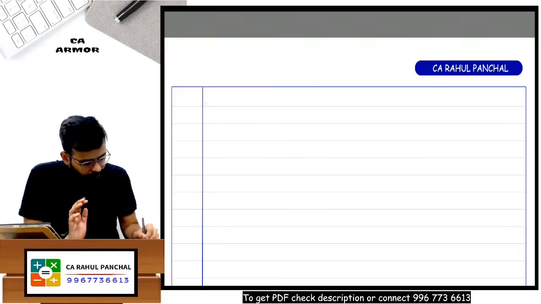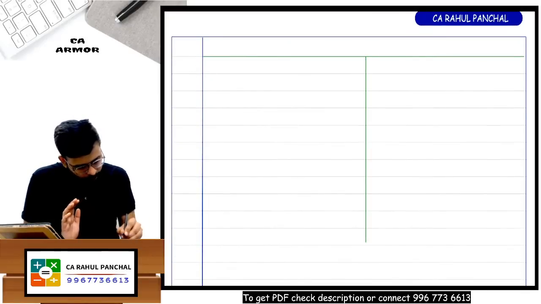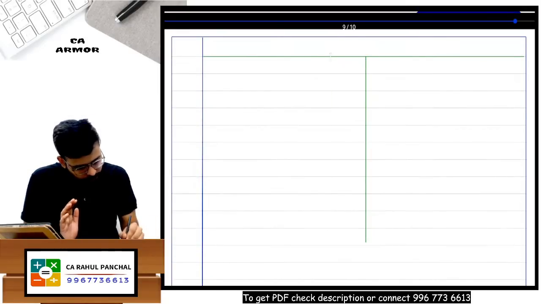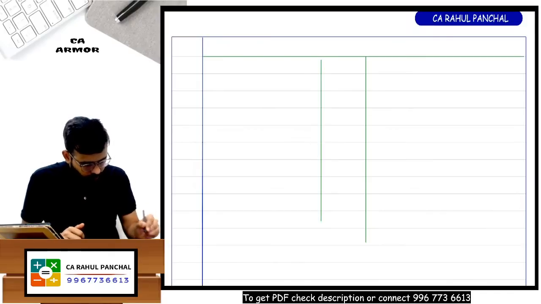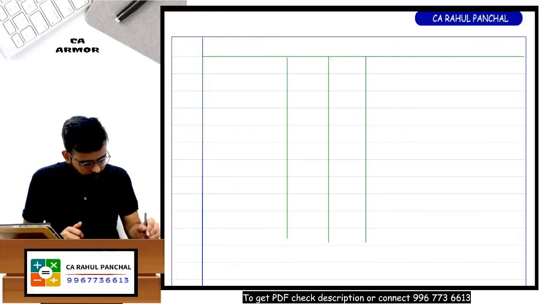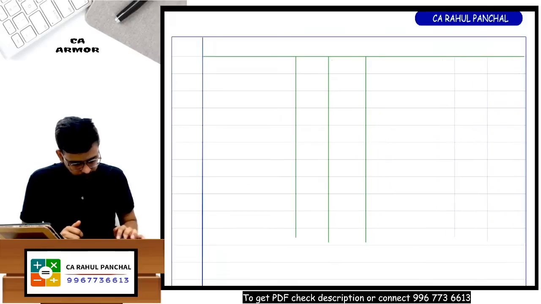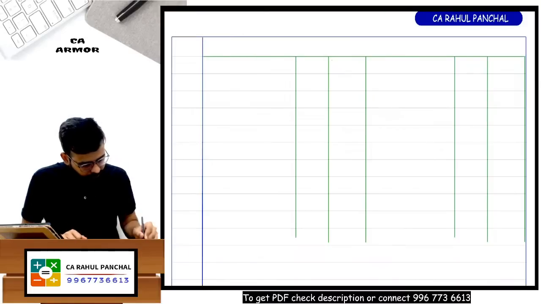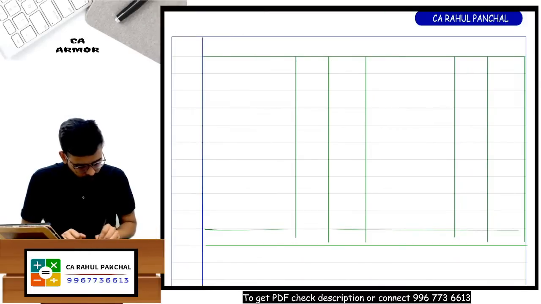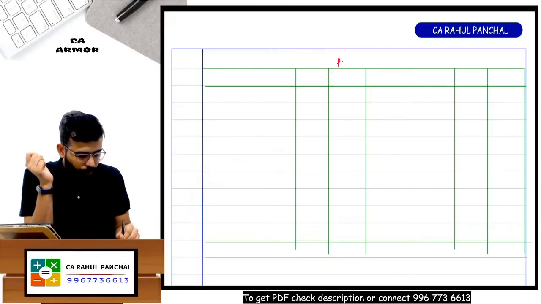Step number 1. Let us make the process account. Let us make the process account for 10 lines. How many columns? Only 2 columns. So just make 2 columns over here. Let's make this. Okay, chalo. Now the columns are made. Now I will say that this is your process account. Let us start with this.